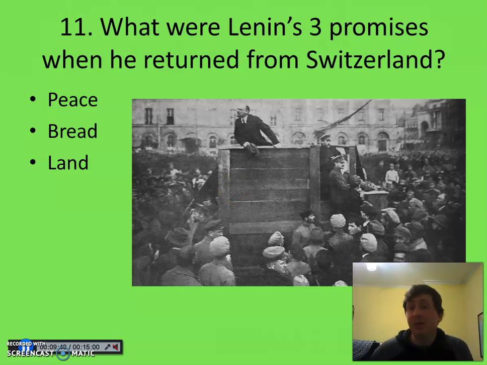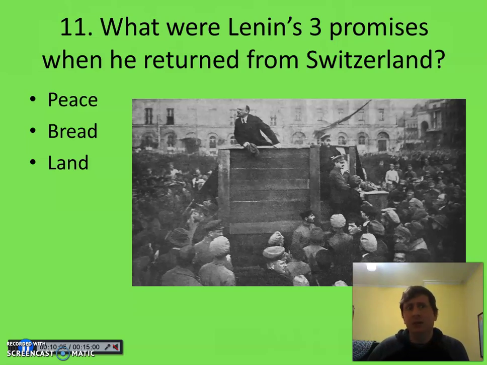The Germans literally put him on a train from Switzerland and let him go through their lands all the way to Russia because they wanted him to start a revolution. So he gets to Russia and he starts a revolution because, yeah. And so the German plan there really worked out well.